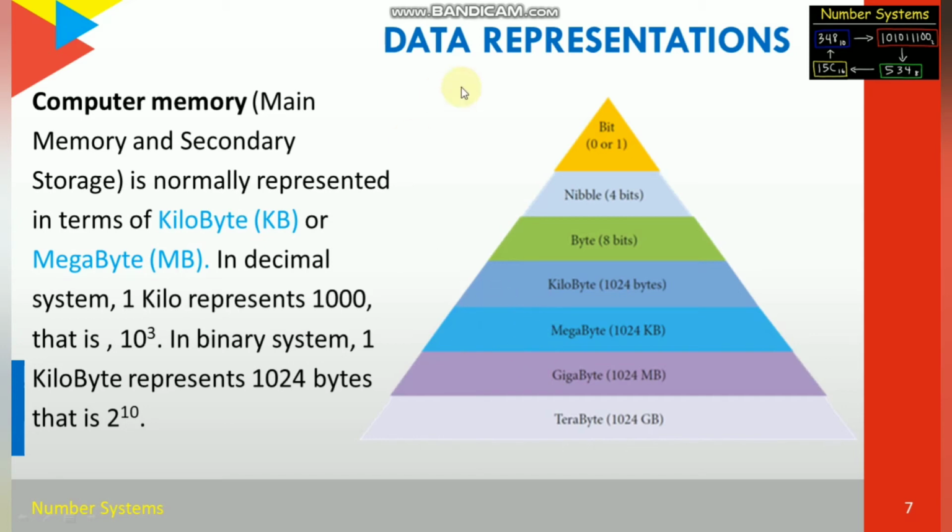Then, how is data represented? Starting from bit, then nibble, byte, kilobyte, megabyte, gigabyte, terabyte, and you have petabyte, exabyte, zettabyte, and yottabyte, like that. What is very important is that you should know 1 kilobyte represents 1024 bytes, that is 2 to the power 10.